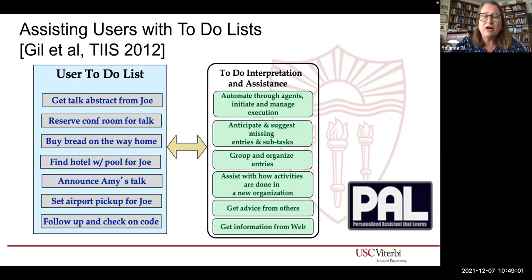Could we help them by automating some tasks? For example, if they wanted to set up a meeting or reserve a room, or assist them with information, getting advice from others, giving information from the web. So everything centered around to-do lists.